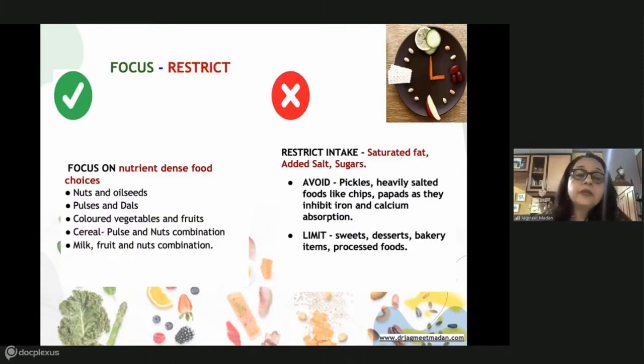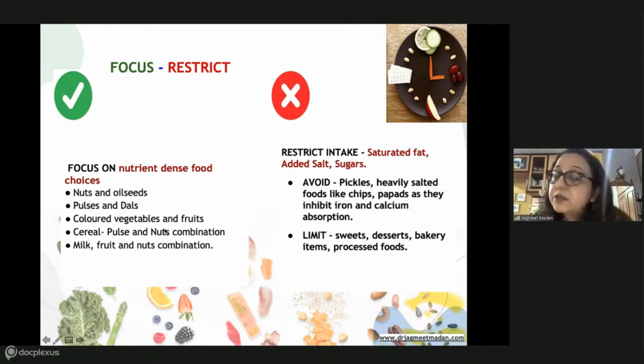Similarly, pulses and dals. I already told you, they are not only powerhouses of protein, but they give you very good quality carbohydrate. And I'll show you some data, what we worked on. The resistant starch content of pulses is highest. And this resistant starch is the quality carbohydrate, which actually creates an anti-inflammatory environment in the body. It works on body fat. It works on the gut microflora. It also works on the blood sugars and lipid profile.